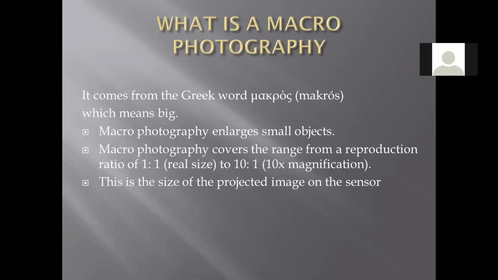It comes from the Greek word macro, which means big. With macro photography, we enlarge small objects, and we call macro photography that covers the range from a reproduction ratio of 1:1, the true macro or real size, or 10:1 magnification, which actually goes to extreme macro. So this is, in short, the size of the projected image on the sensor.